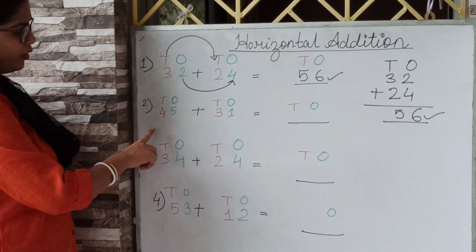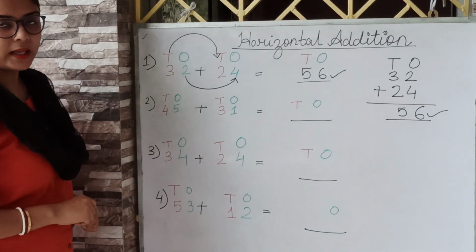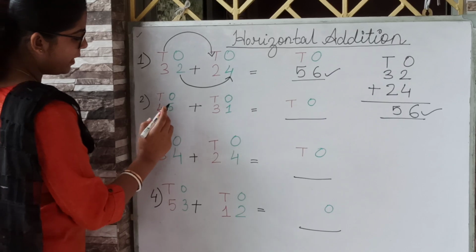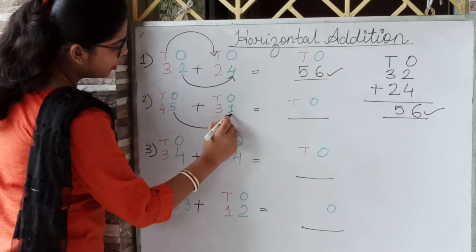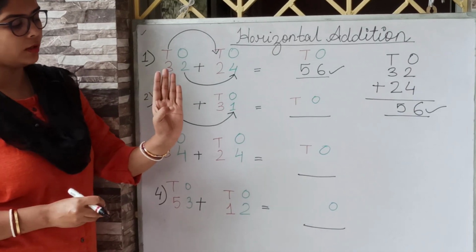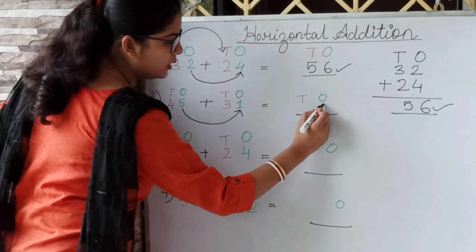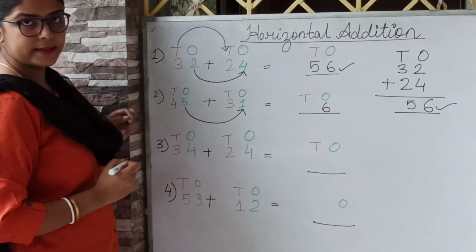Next, I have 45 plus 31. So what will I add first? 5 plus 1. After 5, 1 count only on the finger. 5, 6. So I will write the answer in the ones place.